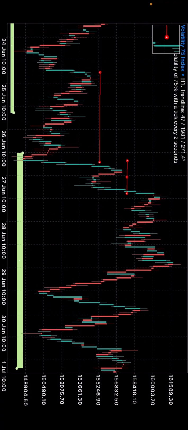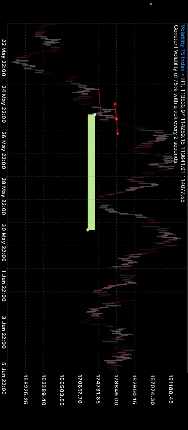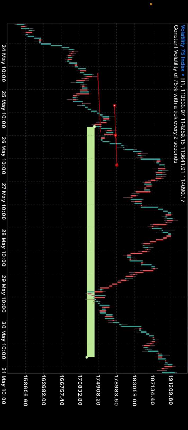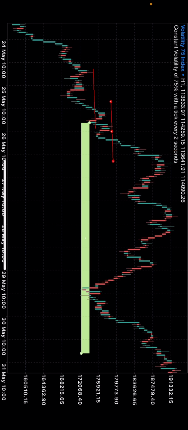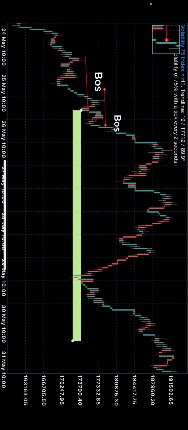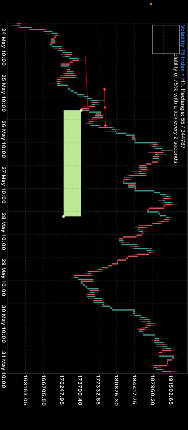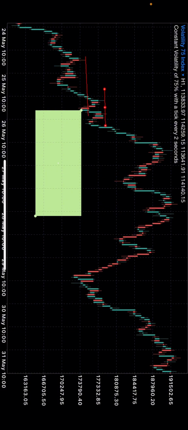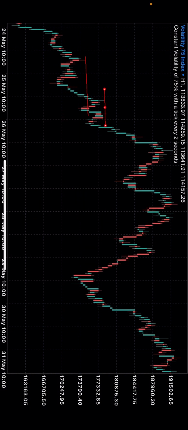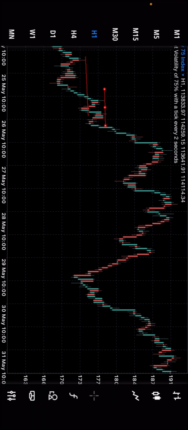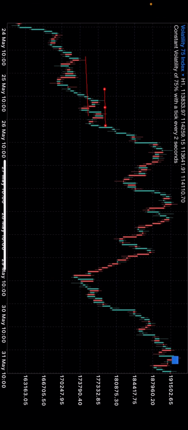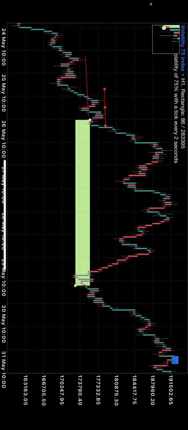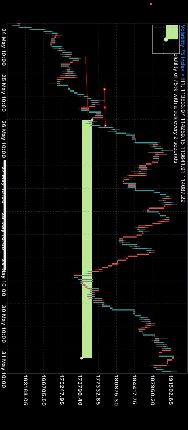Let me look for another example. Look at another perfect example again. You could see the series of break of structures. Like I said, this is one of the criteria to map out our demand zone. You can see this impulsive movement to the upside, leaving a fair value gap for us. Let me map it out. You can see it for yourself.